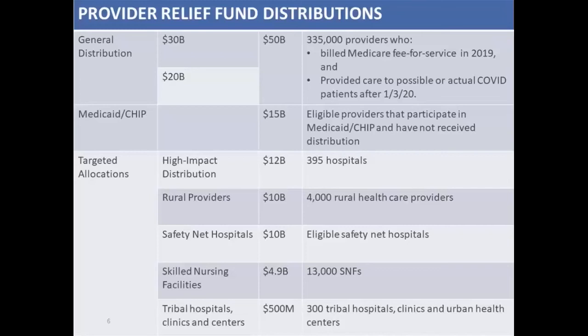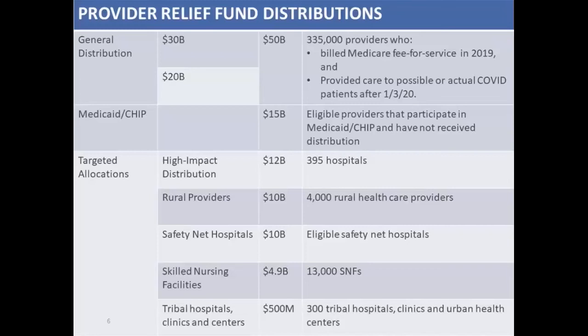A little bit of background, as you know, there's basically two kinds of distributions that went out. First, it's the general distribution. This is the one that went out, $30 billion, on April 10th to Medicare providers who participated in Medicare fee-for-service in 2019. In order to be able to retain that, you had to provide care to possible or actual COVID patients after January 31st, 2020. That was followed by a second tranche around April 24th for a total of $50 billion.